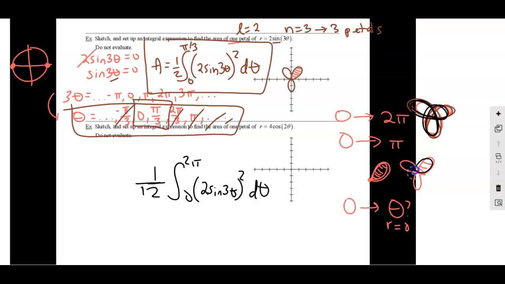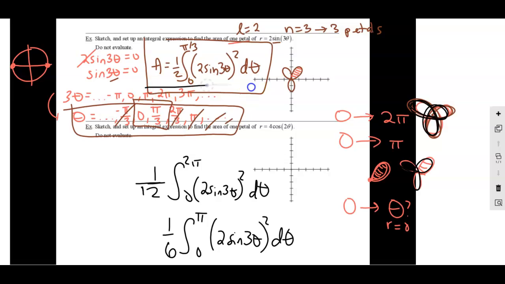Or if I did 0 to pi, that's going to get you 3 petals. Remember this right here, that would be 3 petals. That's the full rose curve, that's 3 petals, but I don't want 3 petals. I would want just one of them. So then I could divide it by 3. And so 1/6 of the integral from 0 to pi, that would work. If you were to math mine this, or this, or this, they should all give you the same thing.